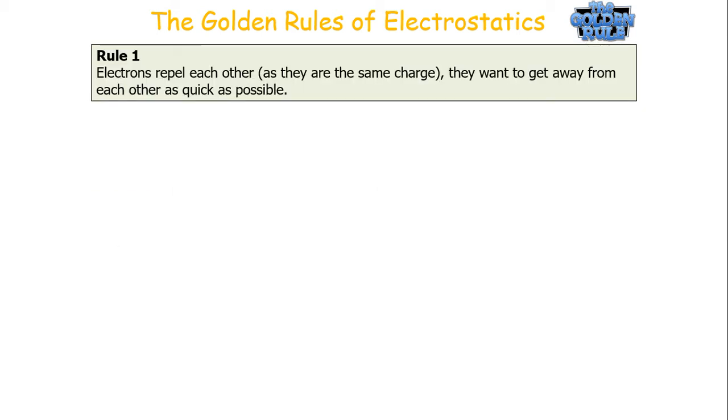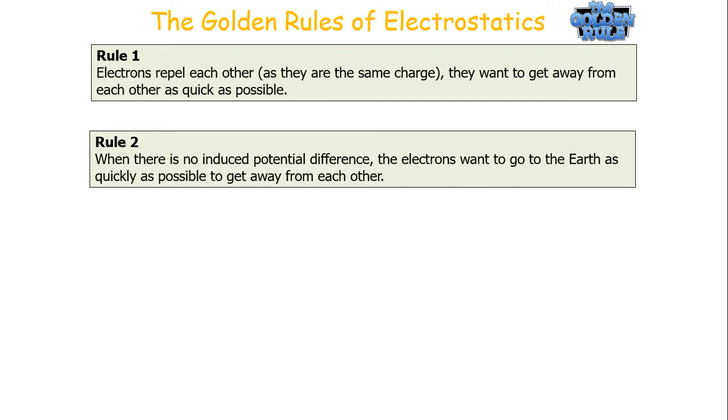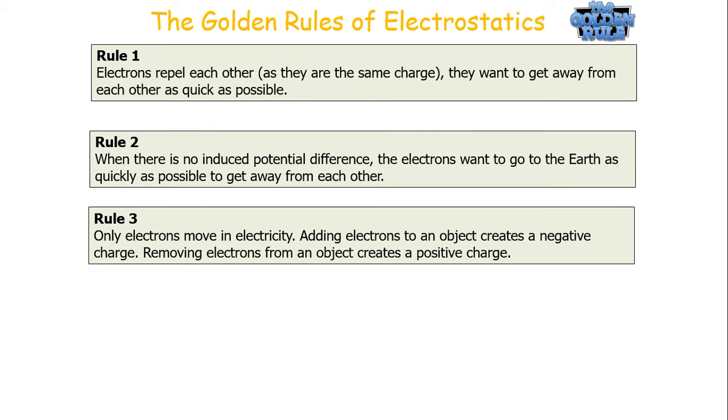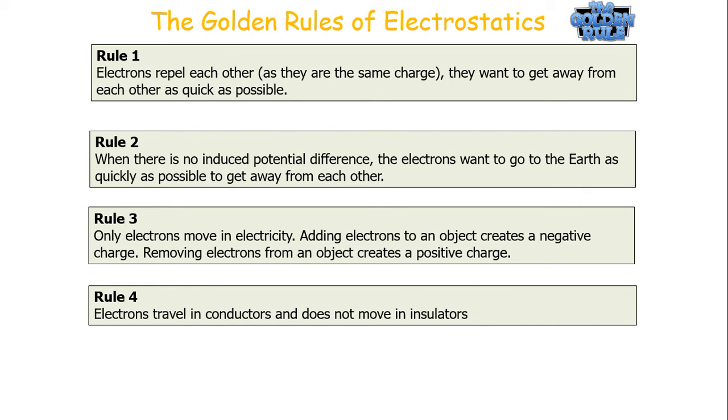So potential difference leads to current flowing, it leads to charge moving. So let's just recap that. Electrons repel each other as they are the same charge. They want to get away from each other as quickly as possible. Rule 2. When there's no induced potential difference, electrons want to go to the Earth. Rule 3. Only electrons move in electricity. Adding electrons to an object creates a negative charge. Removing electrons from an object creates a positive charge. Rule number 4. Electrons travel in conductors and do not move in insulators.